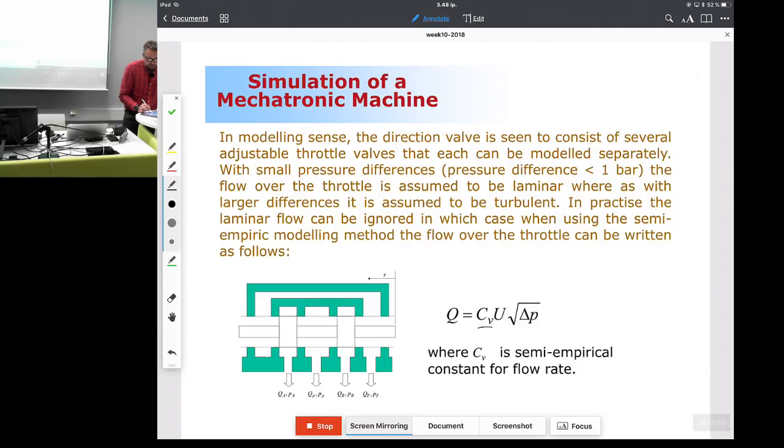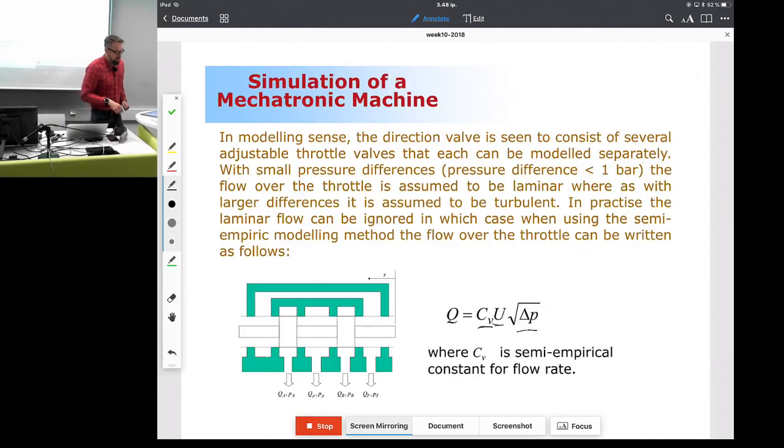So I have here something that is called semi-empirical parameter telling me how large is a valve. Then I have here spool position and the pressure difference. Those are the three ingredients that I need in order to introduce the flow through this one particular component.